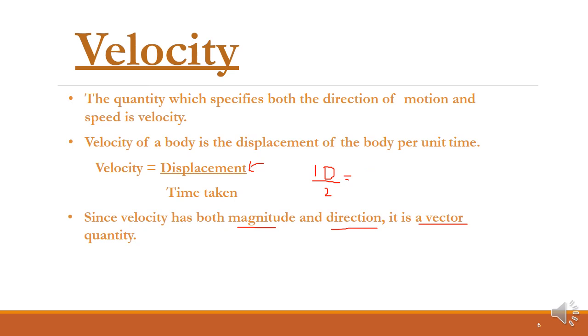Okay, so we move ahead with the next thing, and let me just finish writing this. It will be 5 meter per second. Now velocity of a body is displacement of the body per unit time. This is the definition of the whole term velocity.